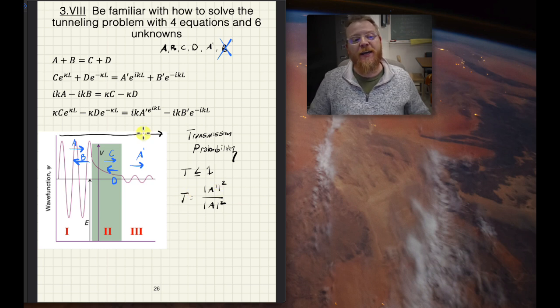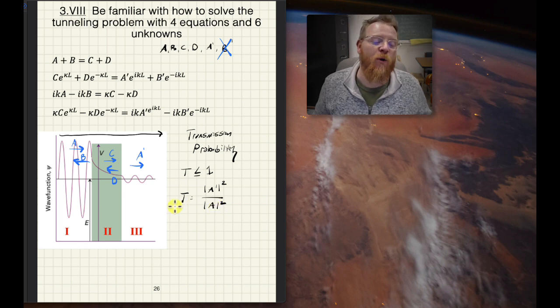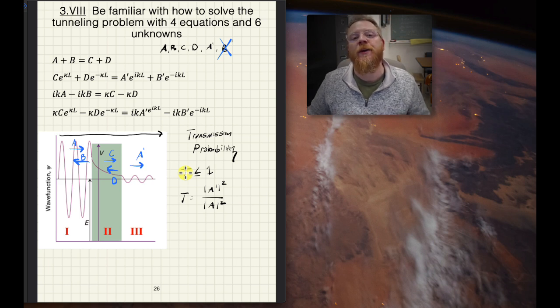And by plugging in these expressions for the square modulus of A prime and the square modulus of A, we can get that equation. And I'm not going to go through that algebra, but it is able to be done. It's not overly complicated. And I'll talk about that in the next video.